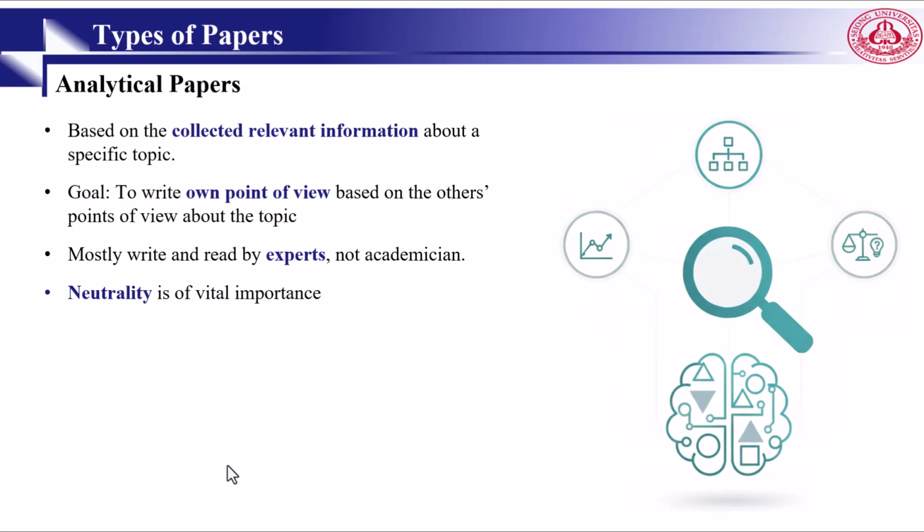Analytical papers. In this type of paper, we collect relevant information about the topic from different researchers in order to study their different points of view about our topic. This is the first type of research paper that is only used and written by experts, and it is not an academic type of paper. You study other researchers and then write your personal point of view about the topic by analyzing the reviews of others. In this type of research paper, we try to be neutral, which means that we do not support one side the most. In fact, we support both parts equally.